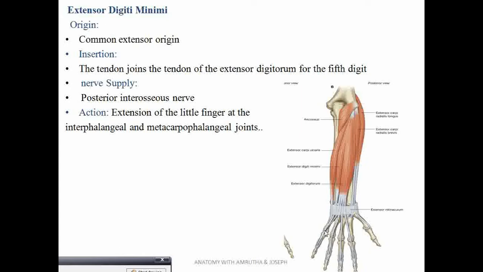Nerve supply is by posterior interosseous nerve. Action: extension of the little finger at the interphalangeal joints, metacarpophalangeal joints. Interphalangeal joints are the joints between the phalanges. Metacarpophalangeal joint is the joint between the metacarpal and the phalanx. So this is metacarpophalangeal joint, and this is interphalangeal joint.